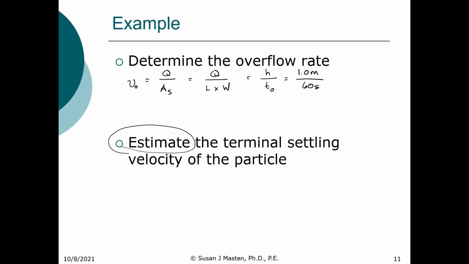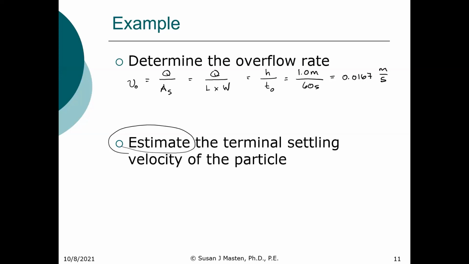We're told that the liquid detention time is 60 seconds. It's different than the solid detention time. But for the overflow rate, we're looking at the liquid flow, and that is equal to 0.0167 meters per second. Okay.